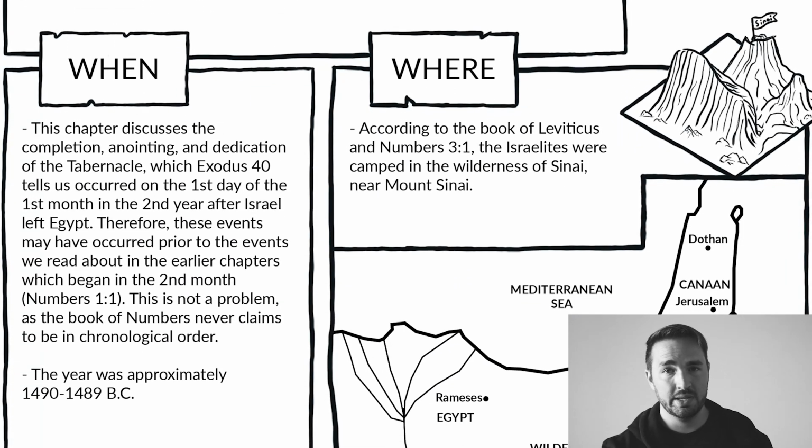Well, it's important to pay attention here because we're actually going back in time. This chapter discusses the completion, anointing, and dedication of the tabernacle, which Exodus chapter 40 tells us occurred on the first day of the first month of the second year after Israel left Egypt. Therefore, these events most likely predated the events that we've already talked about in chapters 1 through 6. Now, there's no problem with that. Numbers never claims to be in chronological order, but just know we're actually probably stepping back in time a couple weeks maybe. In terms of a timeline, these events probably occurred about 1490 BC.